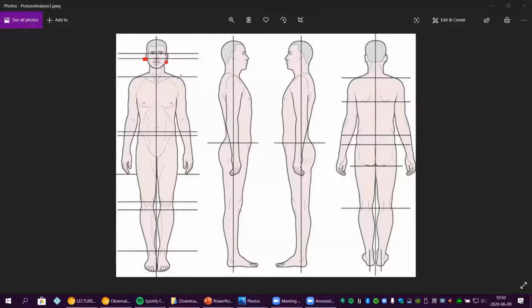We're going to look at those areas again, those acromions. Are they even or are they off kilter? We don't want to correct any posture until we know what their normal posture looks like.